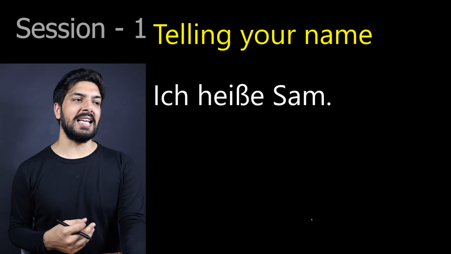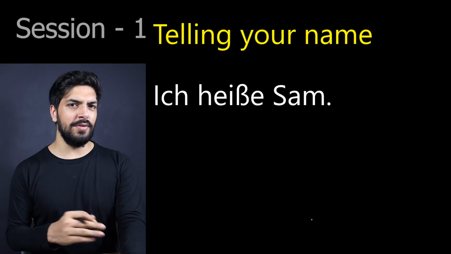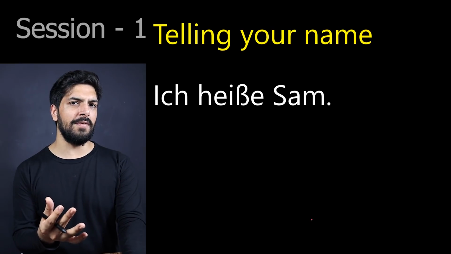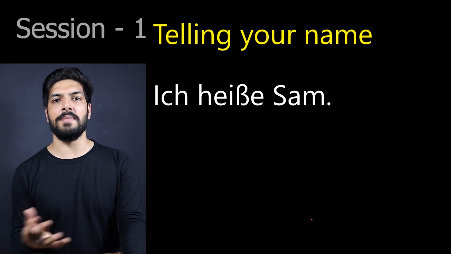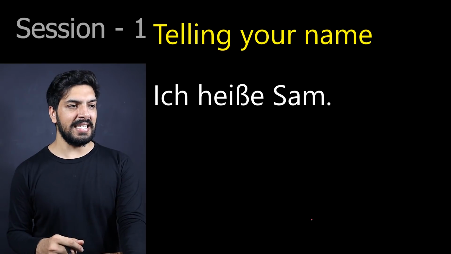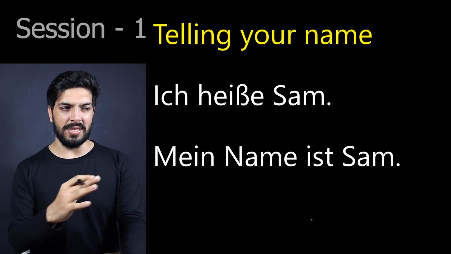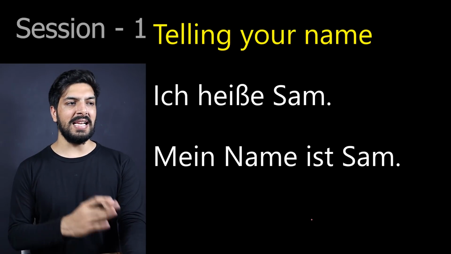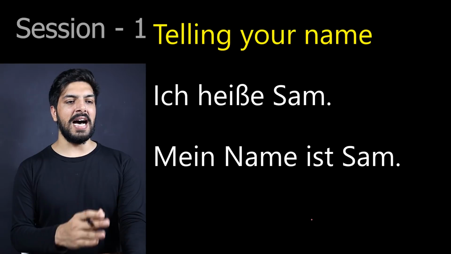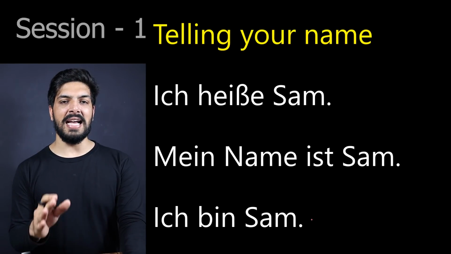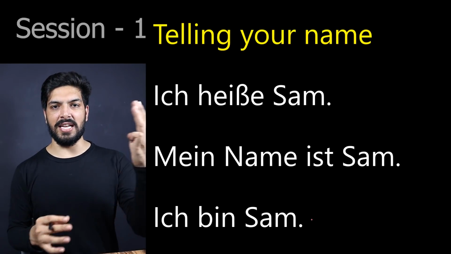Good. Now we ask someone their name. What if they ask us our name? So we have to reply as well, right? So we get replies like this. There's no informal or formal. You just answer normally. If you want to be informal, you just give your name directly, like Sam. If you want to go formal, ich heiße Sam. That is I. I'll tell you the difference between these, the translation, later. Ich heiße Sam. Mein Name ist Sam. And ich bin Sam. These are three different ways of saying it.